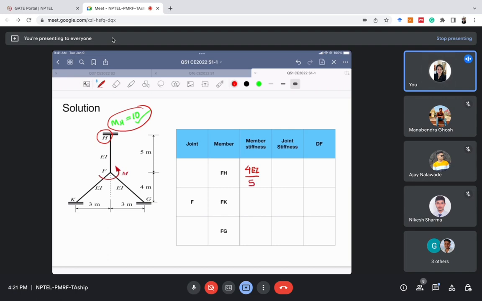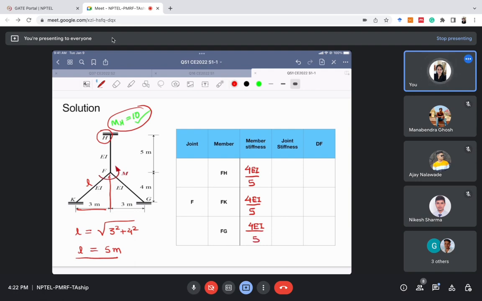Now for member FK, the far end is again fixed, so the member stiffness will be 4EI by L. What is the length of member FK? The length is equal to the square root of 3 squared plus 4 squared, which is 5 meters, since this is 3 and this is 4. So it is equal to 4EI by 5. Similarly for member FG also, the member stiffness will be 4EI by L, and the value of L is 5 in this case also.